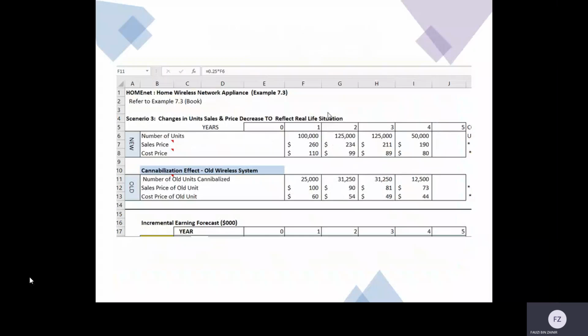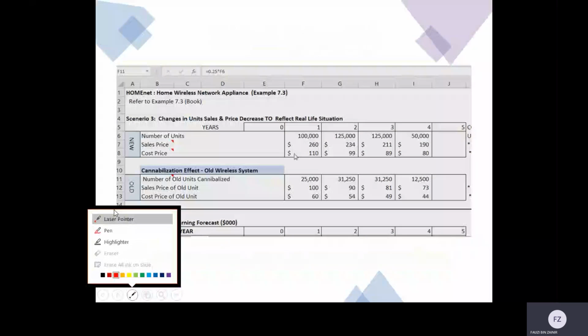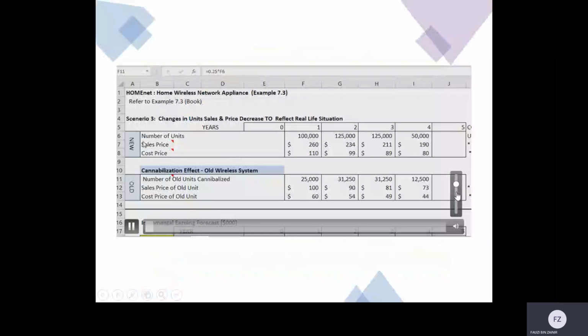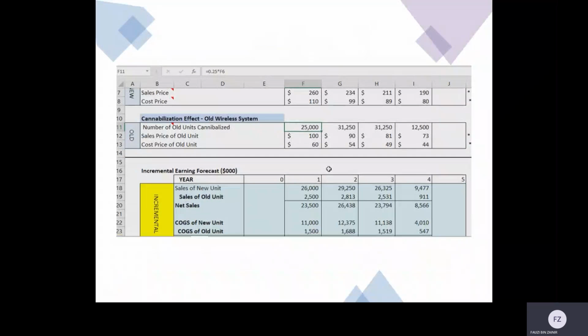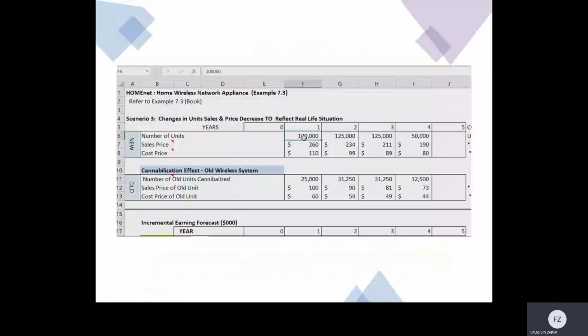Let's revisit the Excel spreadsheet under the tab Real. Here we have already looked at the cannibalization effect, the new and the old one. If we go further downwards, here is where the assumption changes in terms of the sales effect, the units effect. The units have changed. Year 1 is the same, except year 2 and year 3 have increased to 125,000, and year 4 has decreased to 50,000. So all the subsequent numbers are also affected.